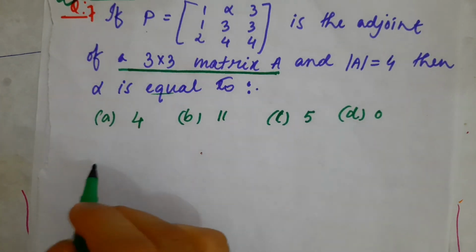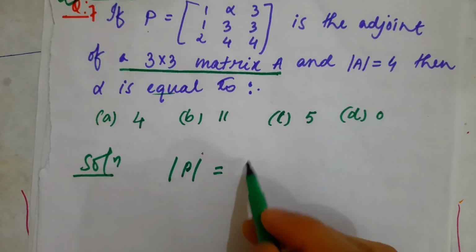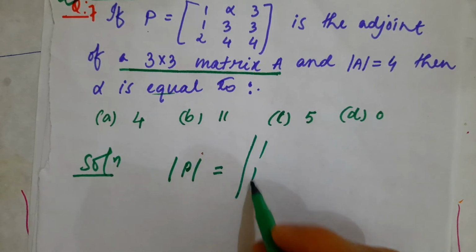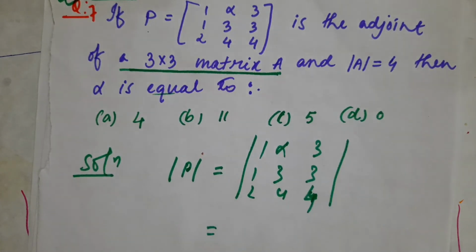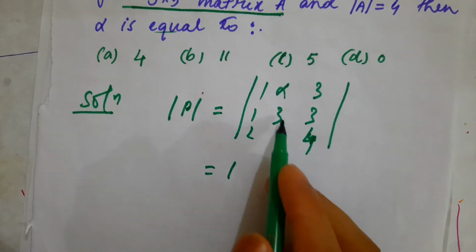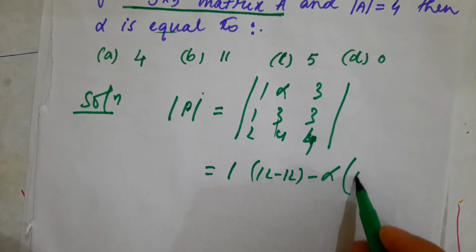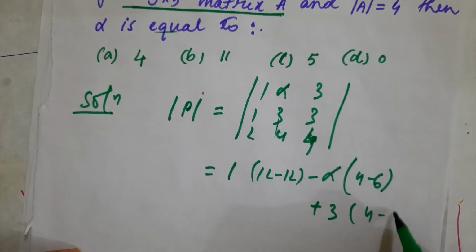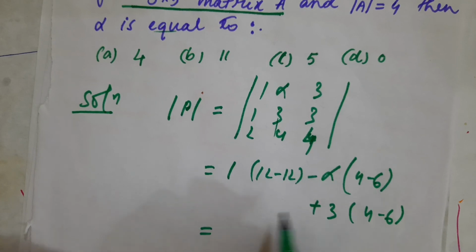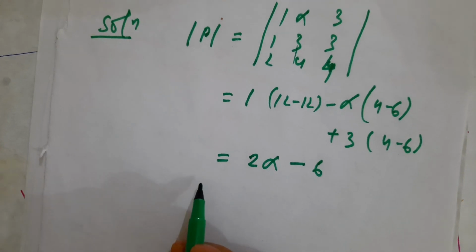We have to find the value of alpha. First I find the determinant of P from this: 1 1 2, alpha 3 4, 3 3 4. 1 into (12 minus 12), minus alpha into (4 minus 6), plus 3 into (4 minus 6). That will be 2 alpha minus 6.